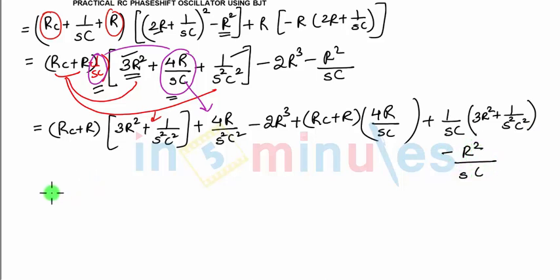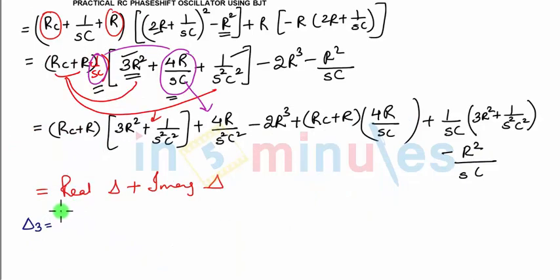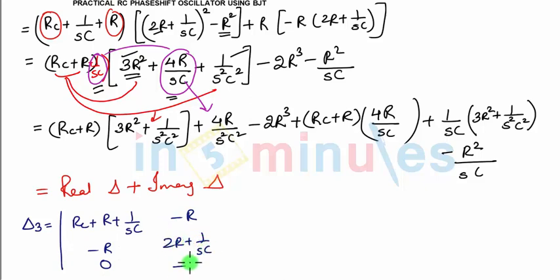Now this equation consists of real delta plus imaginary delta. Similarly we can find delta 3. For delta 3 we'll just replace the third column with the LHS. So when you replace, the equation will be RC plus R plus 1 upon S into C minus R, 0, I'm writing the matrix again, 2R plus 1 upon S into C minus R. So the only change in the matrix is minus HFE IB RC, 0, 0.